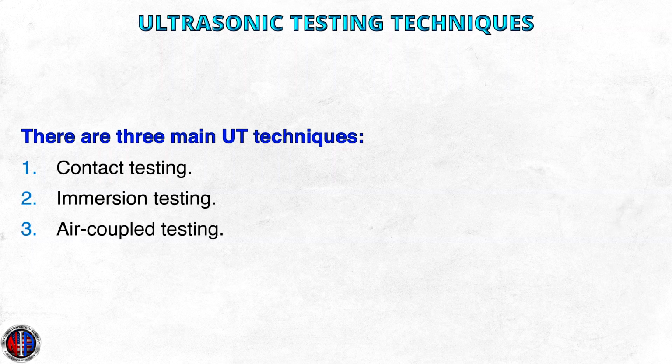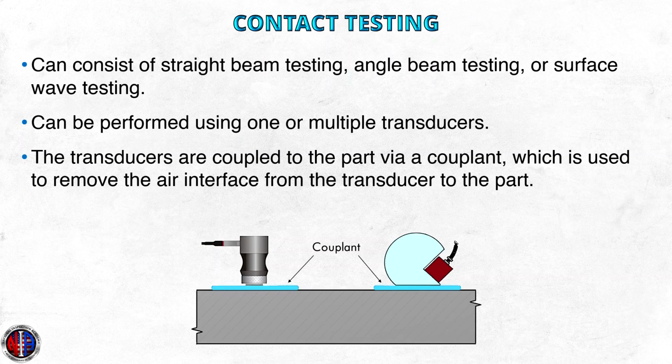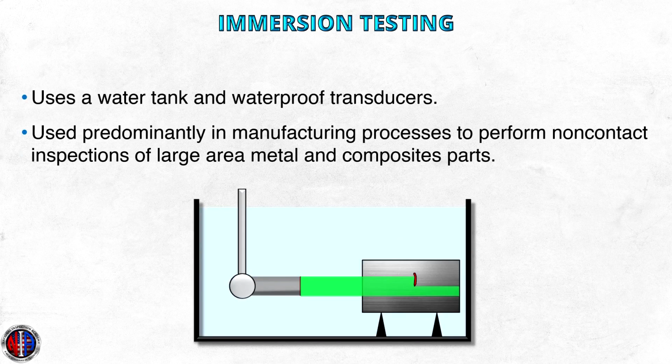Ultrasonic testing techniques. There are three main ultrasonic testing techniques: direct contact, immersion, and air-coupled. Contact testing. As previously mentioned, contact testing can consist of straight beam testing, angle beam testing, or surface wave testing. In addition, contact testing can be performed using one or multiple transducers. The transducers are coupled to the part via a couplant, which is used to remove the air interface from the transducer to the part.